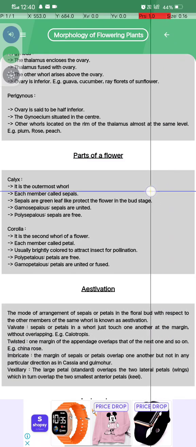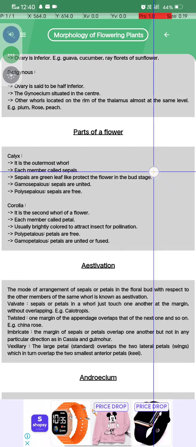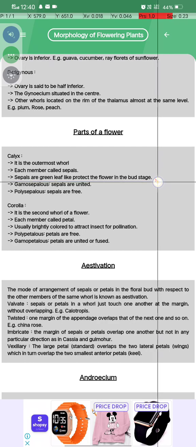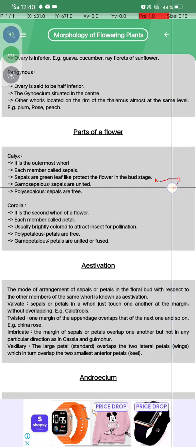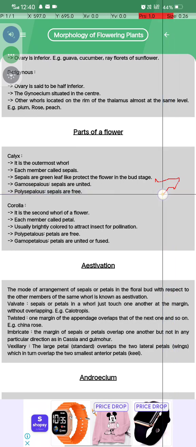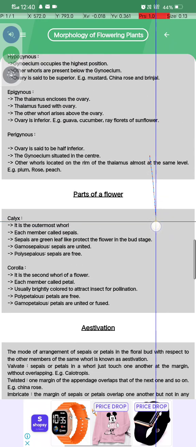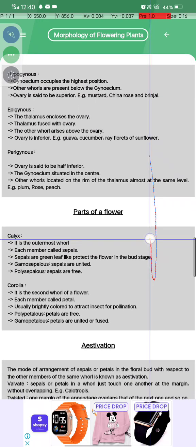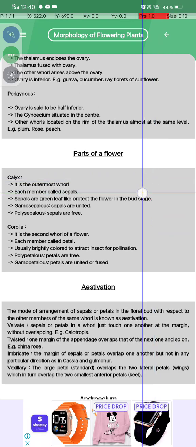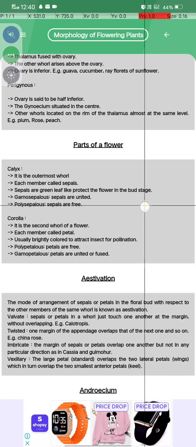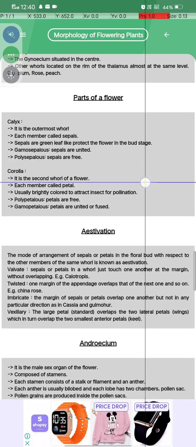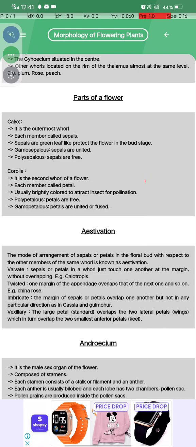Parts of flower. Calyx is the outermost whorl. Each member is called a sepal. The sepals are green and leaf-like and protect the bud in the bud stage. Gamosepalous means the sepals are united. Polysepalous means the sepals are free.